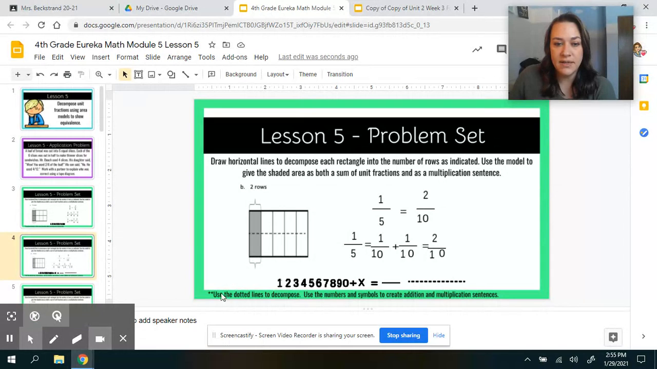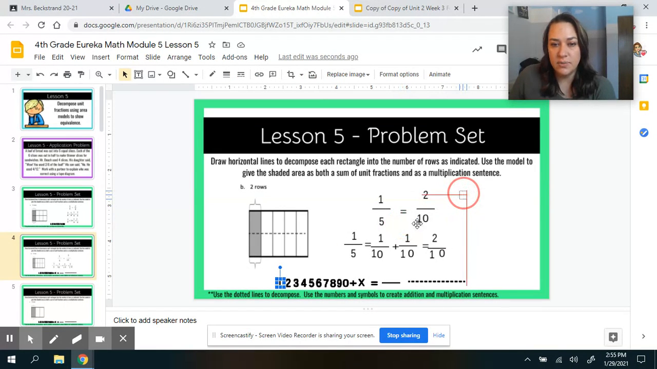Okay, so I'm going to rewrite this as a multiplication sentence. I'm going to come over here. 1/5 is equal to, and I have 2 tenths. So I'm going to have 2 times 1/10. And that would give us that 2 tenths, okay?